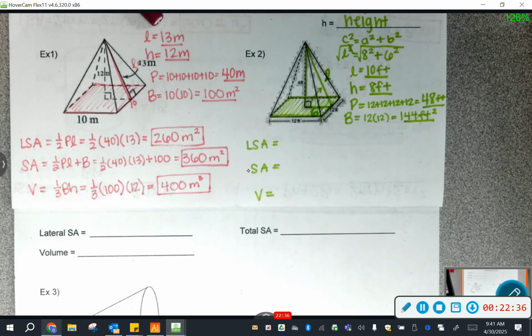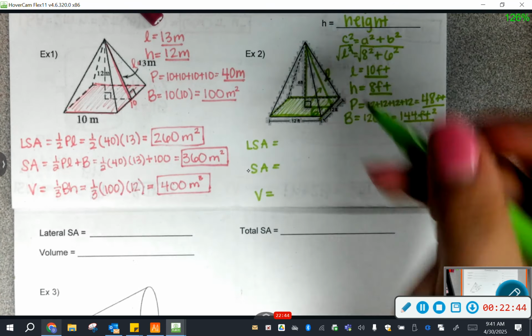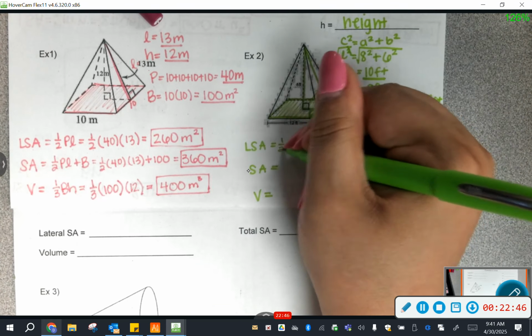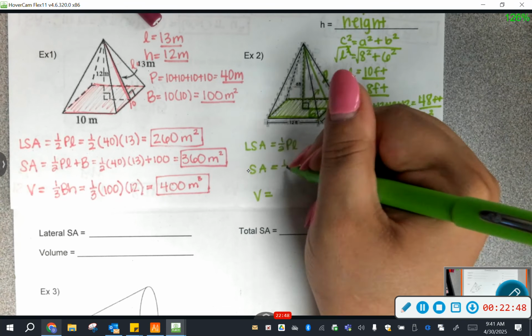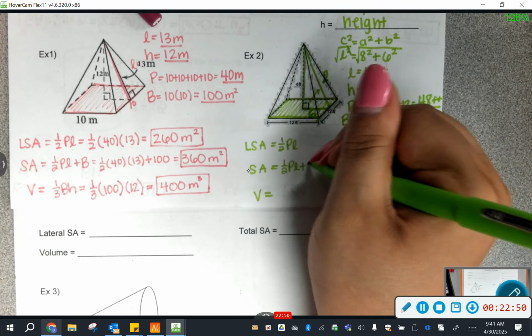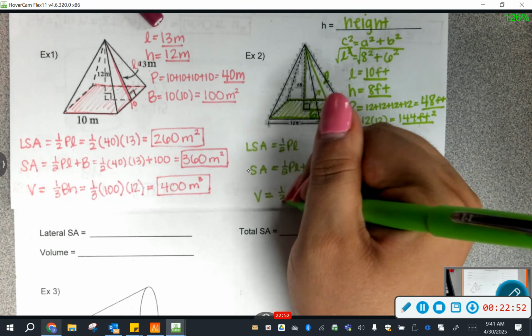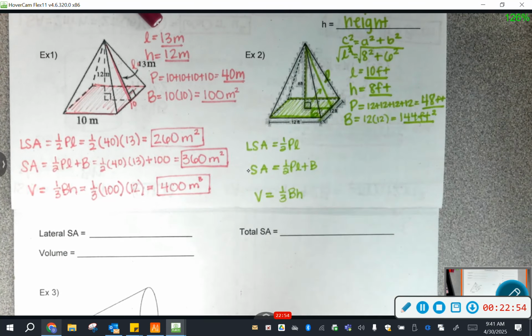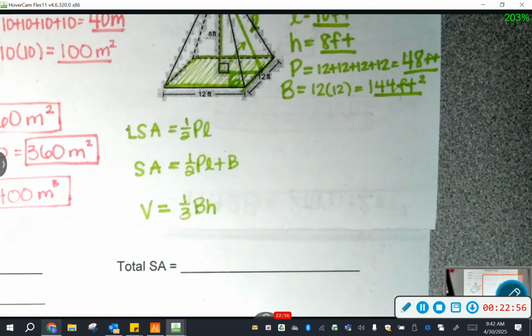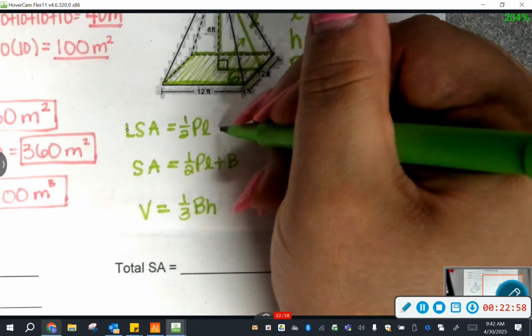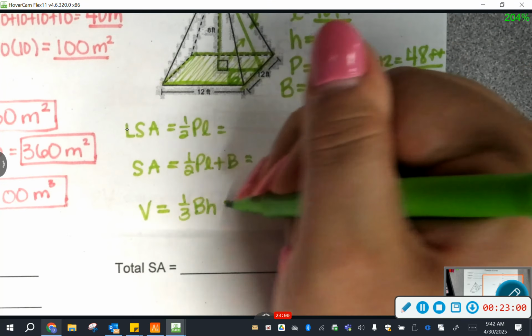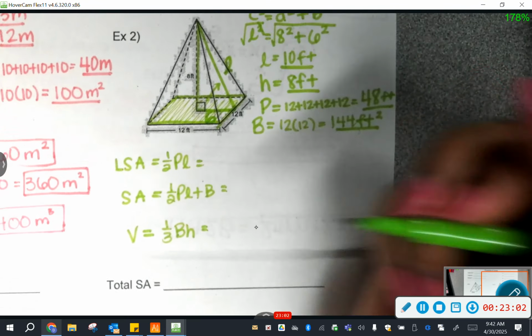I was thinking your 48 was your big B. Your height is a close. I see what you did. Your height? Yeah. Please write your formulas. Plug it in.